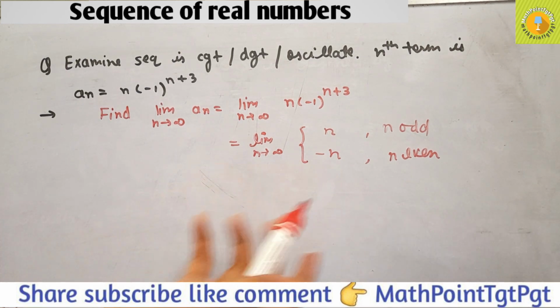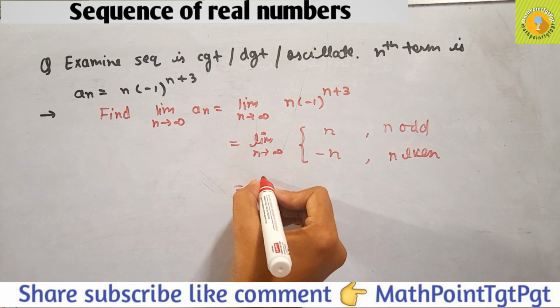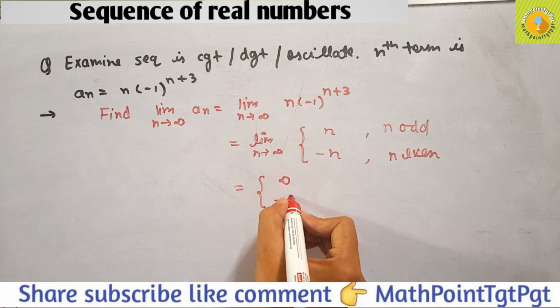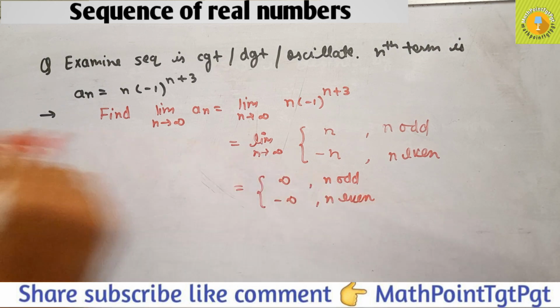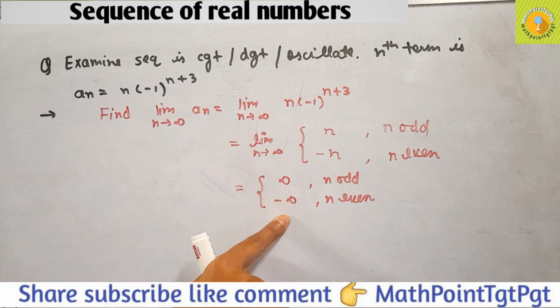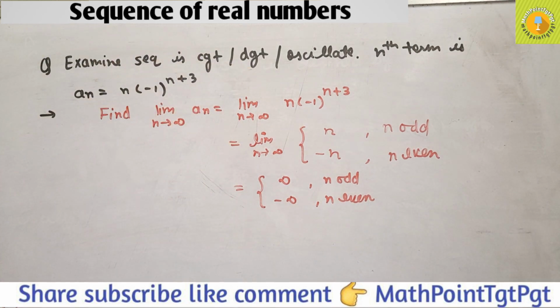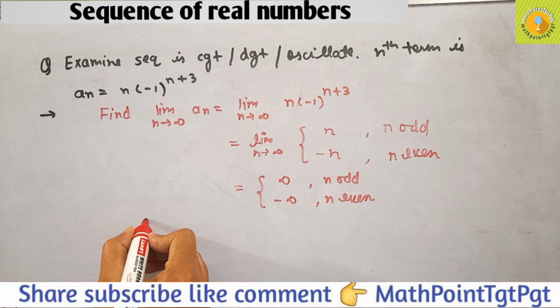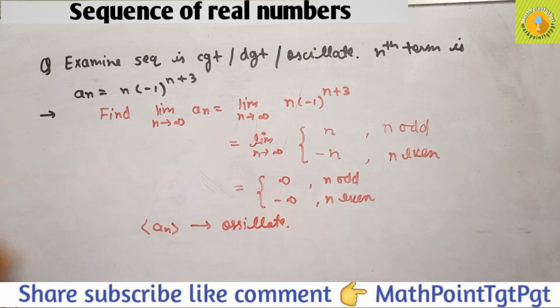Now find this limit by applying it directly, because there is no indeterminate form. Taking this limit we get infinity when n is odd and minus infinity when n is even. So clearly the limit goes to two values, plus infinity and minus infinity. That's why this sequence is neither convergent nor divergent. So this sequence an is oscillating. Similarly, we can solve many questions.